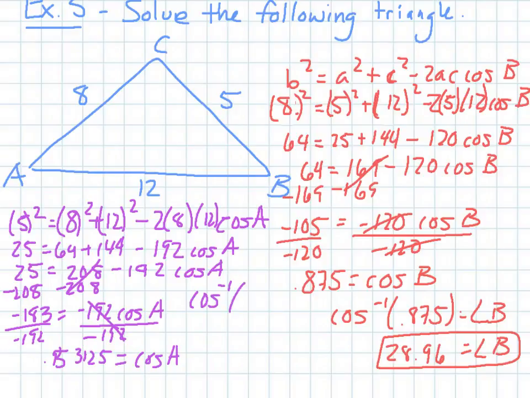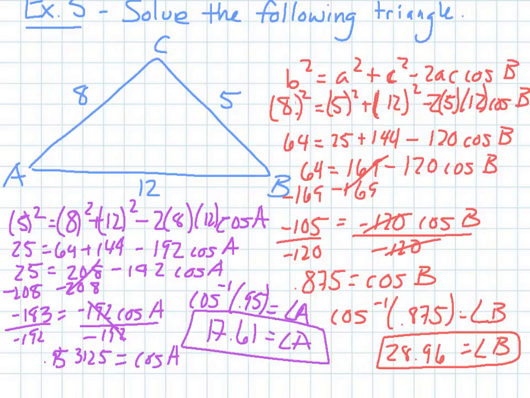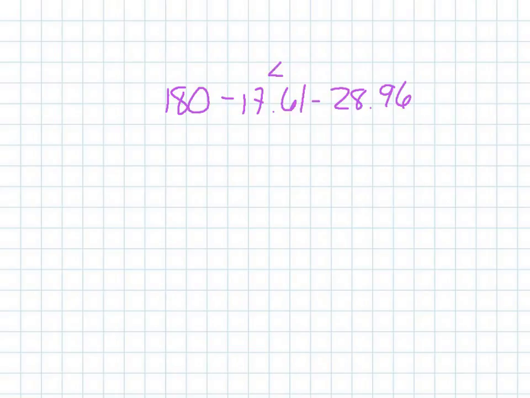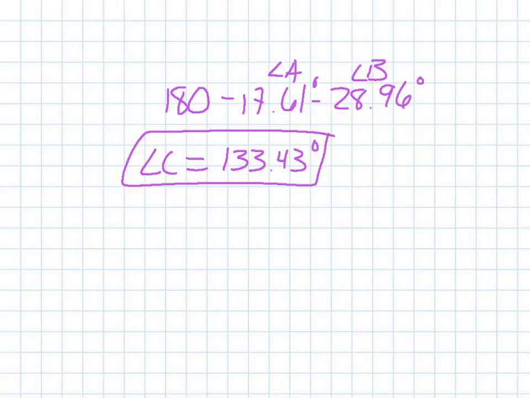Inverse cosine of that, leave it as is in your calculator. So inverse cosine of that gives you 17.61. And just so we have enough room, let me go to the next page. So because I have those two angles, now I can do 180 minus 17.61 and 28.96. So that's angle A and angle B. Okay? And then angle C will equal 133.43 degrees. Okay? So then that's angle C, you have angle A and angle B, you found the rest of the triangle.